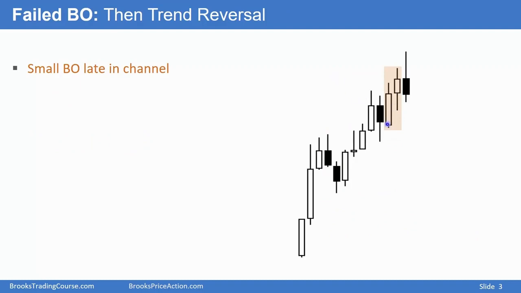We have another bull breakout here. We have a bull bar, a bull trend bar, so it's a breakout. We have consecutive bull trend bars. So the consecutive bull trend bars created an even bigger breakout. We had a 1-bar breakout, and now it became a 2-bar breakout. And it's followed by a bear bar. The bears are trying to get the bull breakout to fail and reverse.